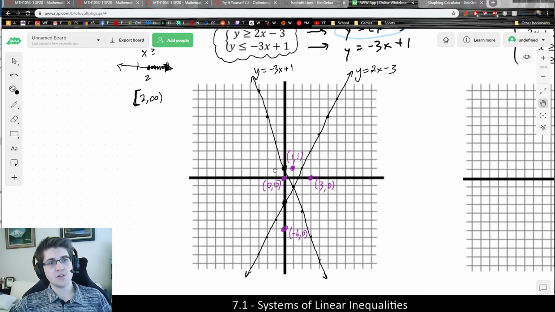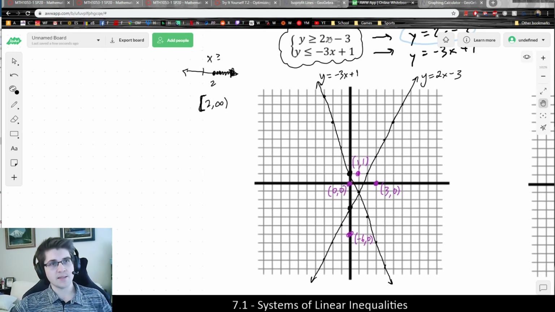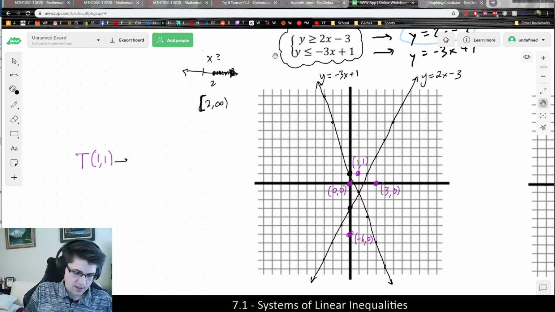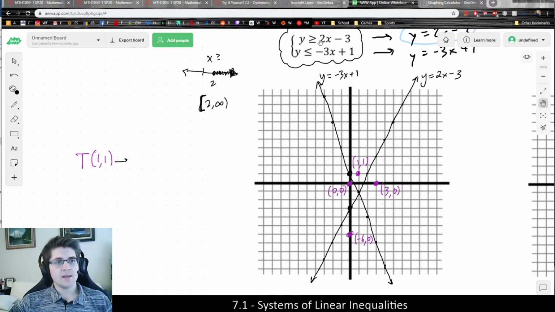What I'm then going to do is plug those test points into each inequality to see if it works. So let's go ahead and start with 1, 1, test point number 1, or I'll just say t is 1, 1, and then we'll check that in our system. So the first equation stated that y should be greater than or equal to 2x minus 3.